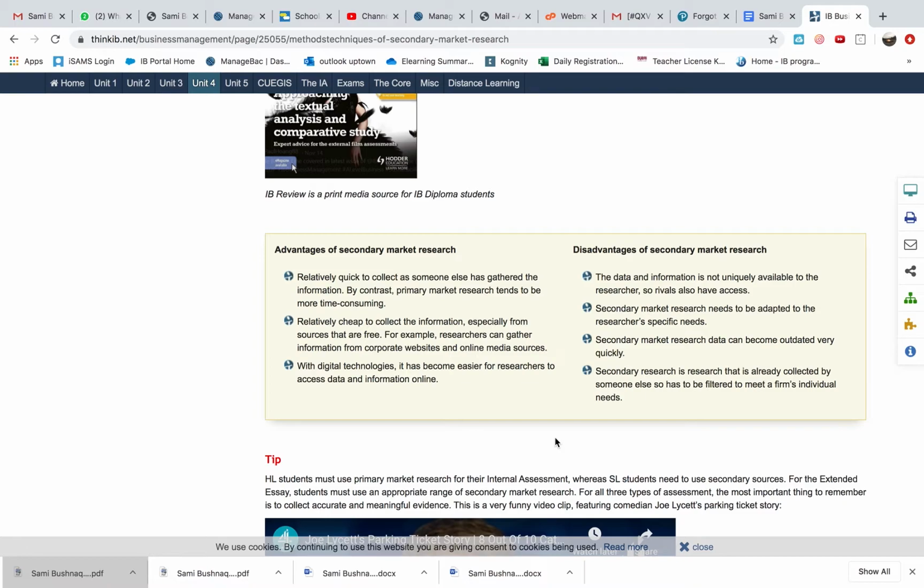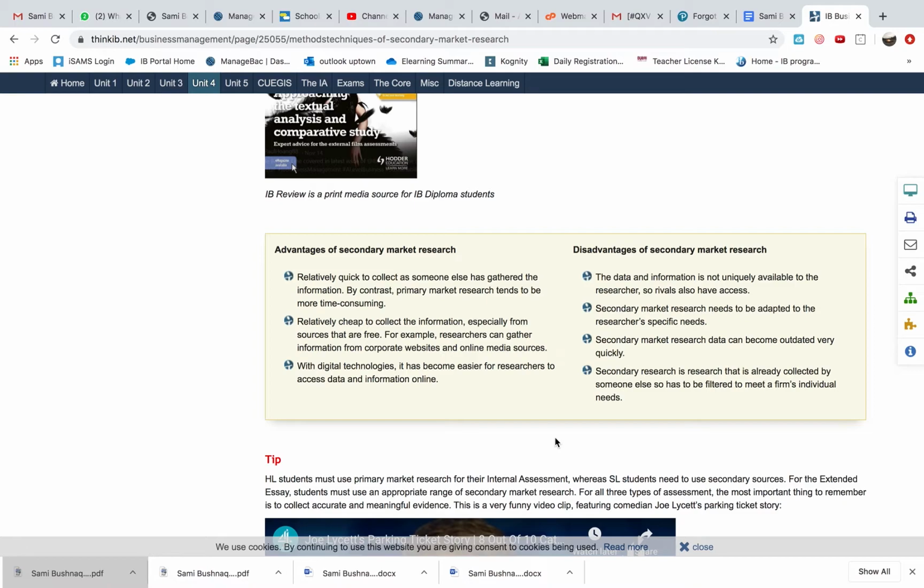So let's take a look at overall advantages of market research. It's quick to collect by contrast to primary research, which is more time consuming. It's relatively cheap because a lot of sources are free. For example, you can always look up certain corporate websites. You can look up online media sources. With digital technology, it's become easier for researchers to access data.